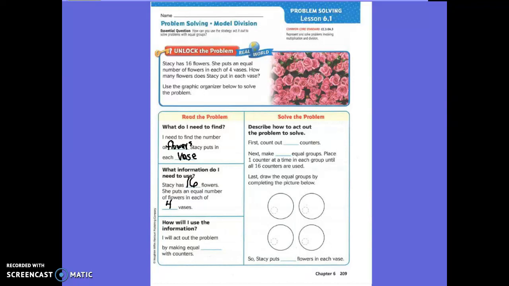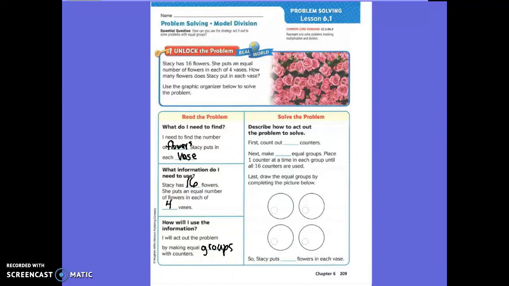The next step says, how will I use this information? I have the sentence starter for you. I will act out the problem by making equal what? What word do we usually have after equal? Groups with counters. Equal groups with counters. We're making equal groups. Like we said yesterday, division is a back family of multiplication, so you can work out division the way you work out multiplication, by making equal groups.